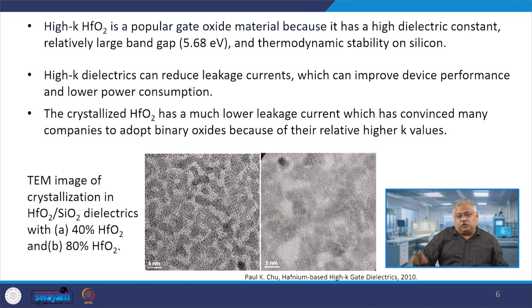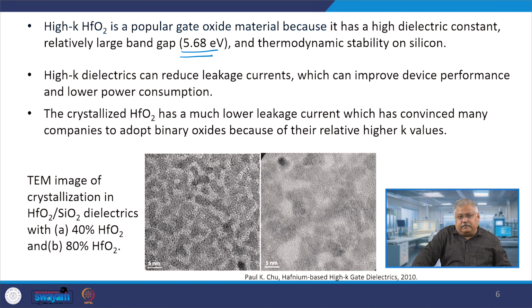Now, one of the most popular elements for high K material is hafnium oxide, because it has a relatively high dielectric constant and also a large band gap, and it is also thermodynamically stable on silicon. So, these three properties of hafnium oxide actually make it a very popular material for replacing silicon dioxide. Now, typically the band gap which we use is 5.68 electron volts, and it helps you give a lower power consumption.